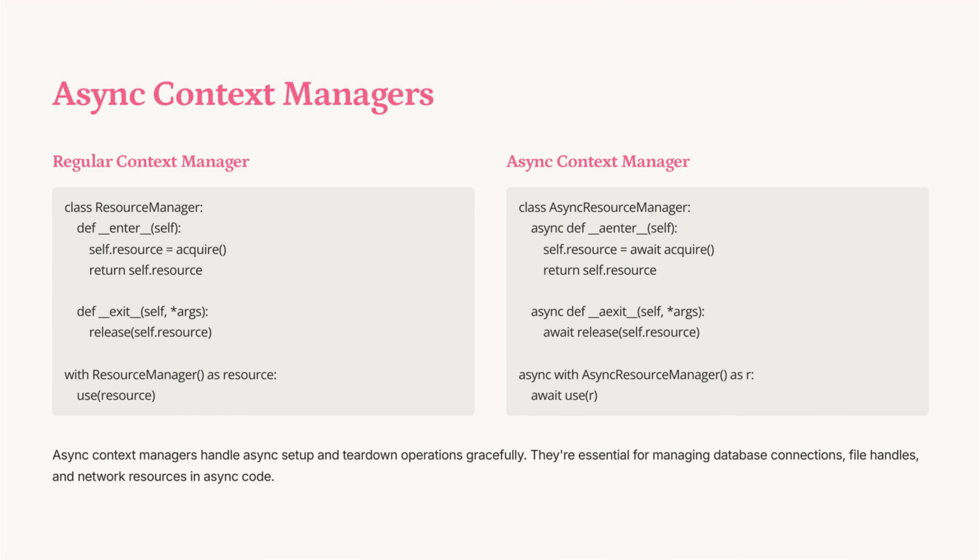Async context managers streamline asynchronous setup and teardown, crucial for managing resources like database connections and file handles. Unlike regular context managers, they use async with to ensure non-blocking operations, enhancing efficiency in handling network resources. This approach is vital for maintaining performance in asynchronous applications.